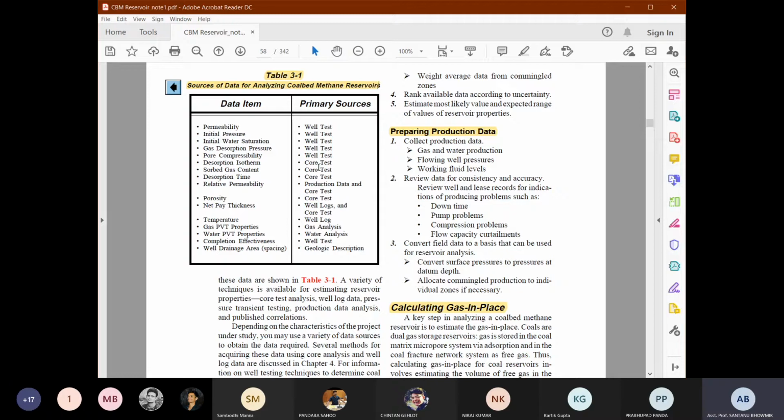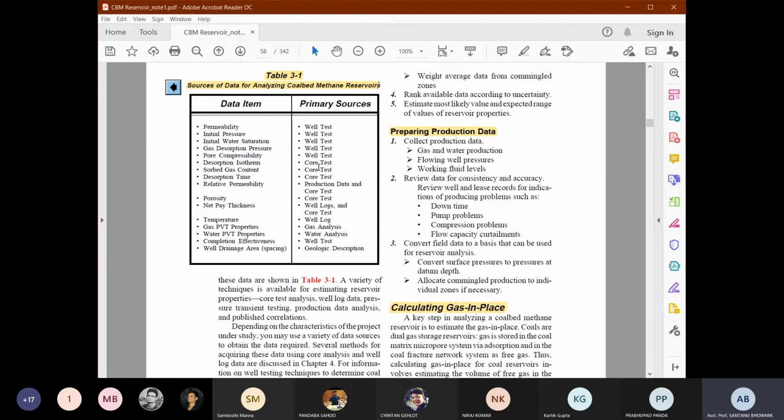So that part of the total thickness which is actually considered for your production is called the net pay thickness. Net pay thickness is defined as that particular amount of the thickness of the coal which is actually giving rise to the gas production, because a coal seam thickness may be very high, but all the part may not be internally connected.